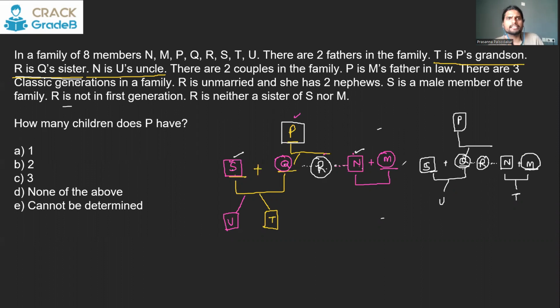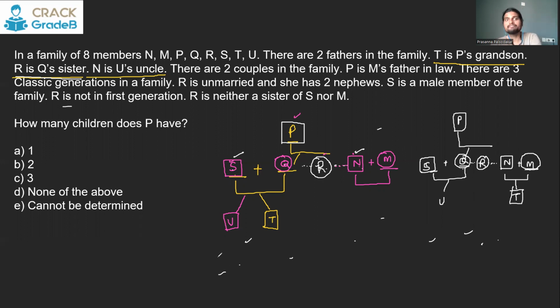Again, we can just tally once again both the statements. It says T is P's grandson. So here also T is P's grandson. R is Q's sister, here also and here also R is Q's sister. N is U's uncle, here also and here also N is U's uncle. There are two couples in the family, so here also and here also there are two couples. P is M's father-in-law, here also and here also P is M's father-in-law.